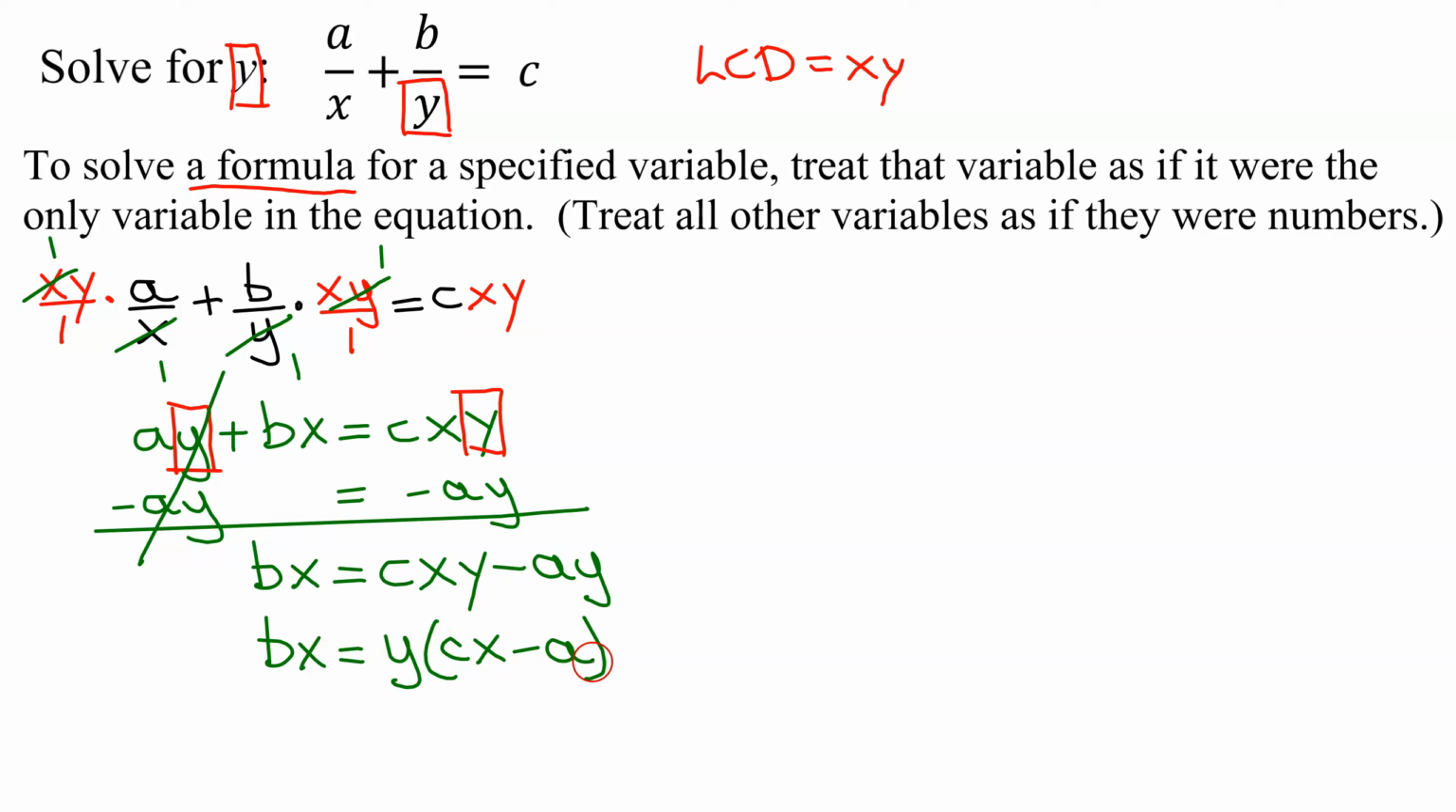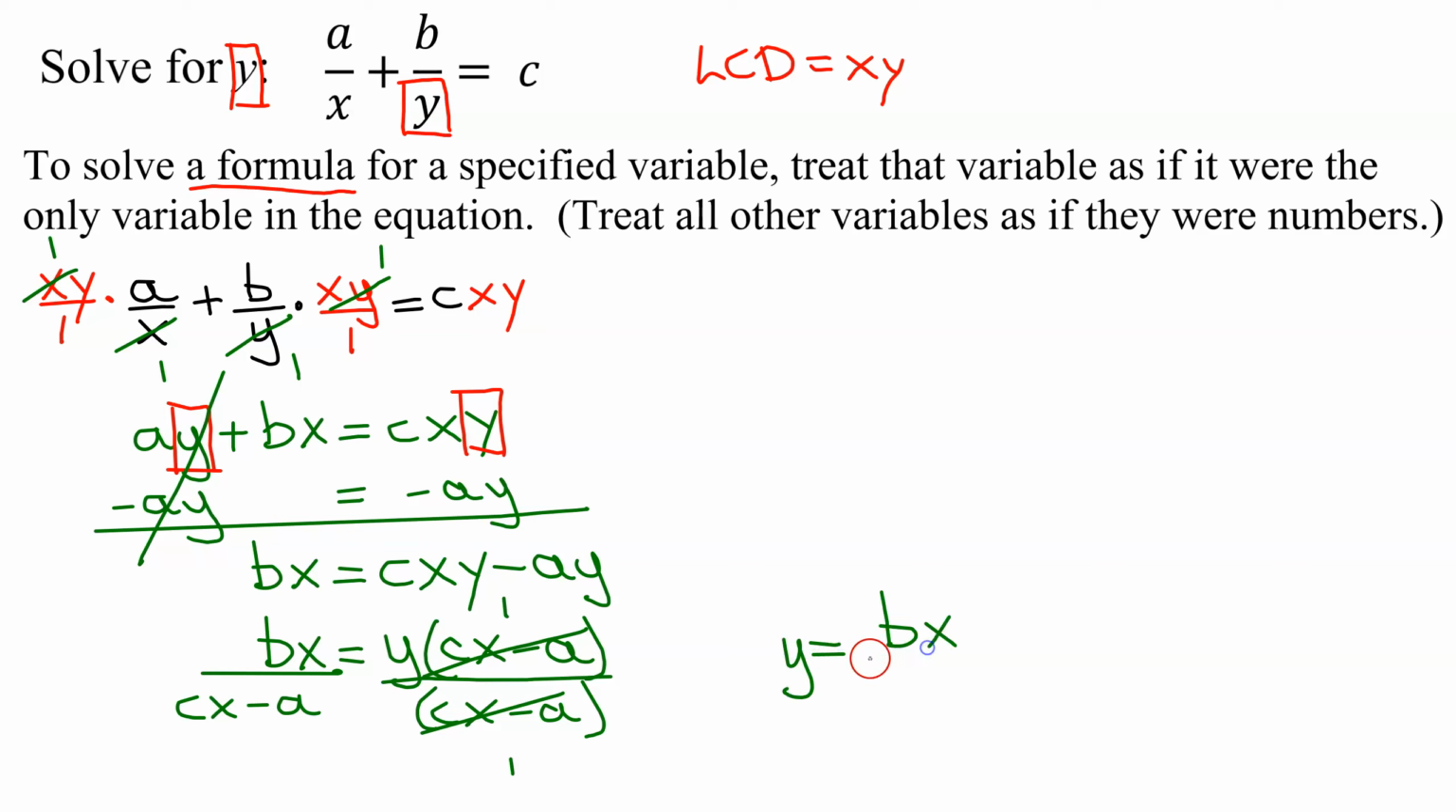How's this binomial attached to y? By multiplication. So you're going to divide both sides by cx minus a. So I have my answer, y equals b times x divided by the quantity cx minus a.